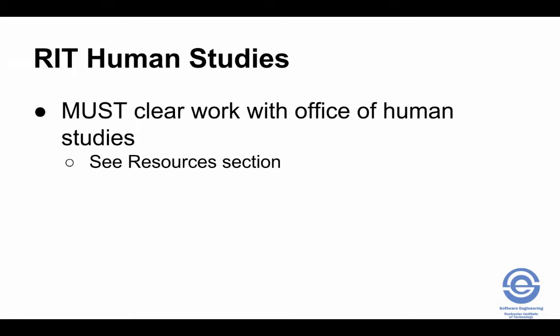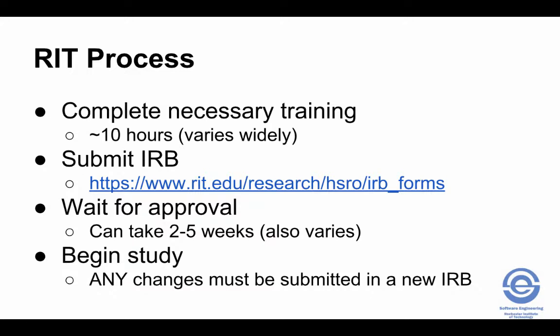So like I mentioned, before doing a human study, you must clear the work with the Office of Human Studies. There are a couple forms that you'll need to fill out. There's an IRB form, and you'll need to clear the work with this office before you conduct the work. It generally takes about 2 to 5 weeks to get clearance from these folks, so it does take time. But like I mentioned, if you're thinking of doing a study, talk it over with your advisor, and they can help you further with this process. But I just want to give you a heads up that it does take time to do.